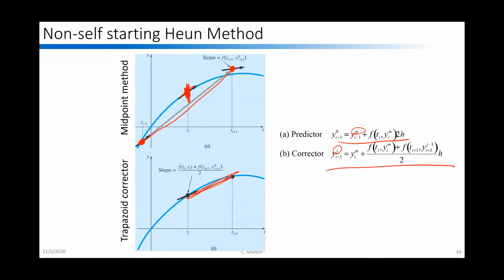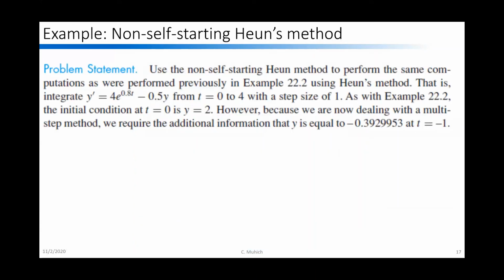Let's put this into practice using an example. We're going to use the non-self-starting Heun method to integrate this equation: y prime equals 4e to the 0.8t minus 0.5y, from 0 to 4 with a step size of 1. The initial condition is that y equals 2 at t equals 0.